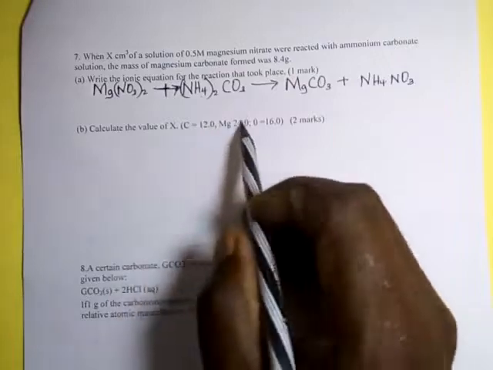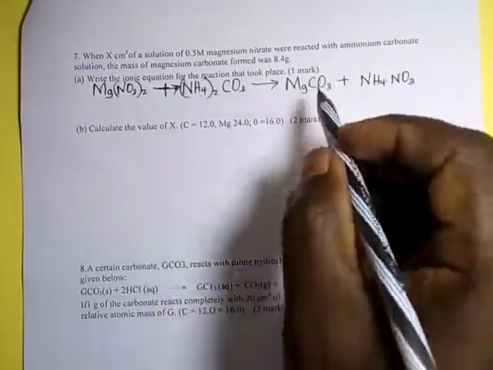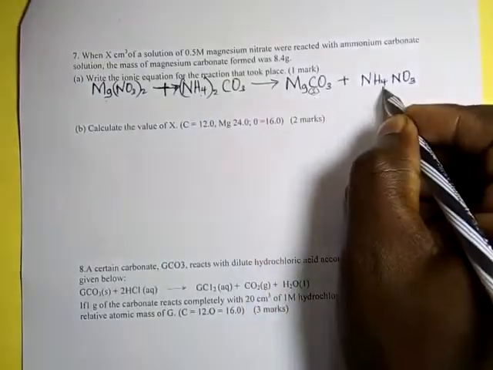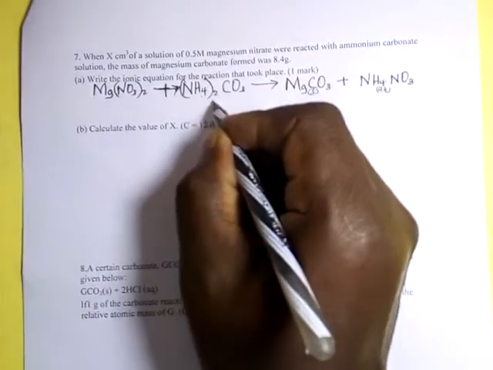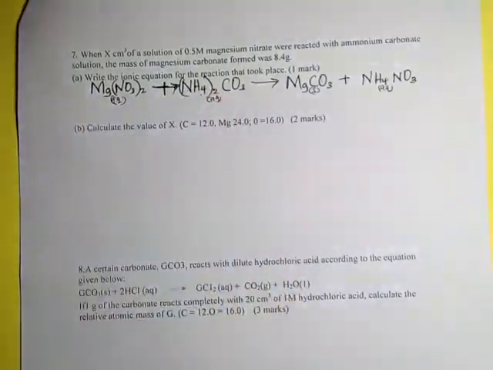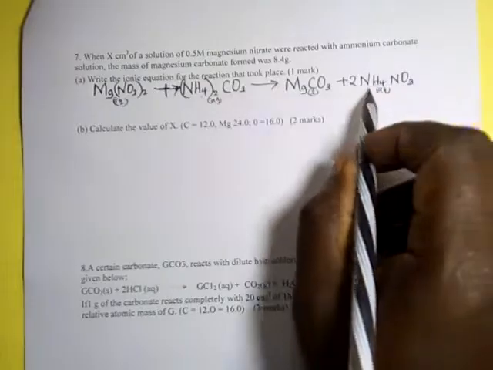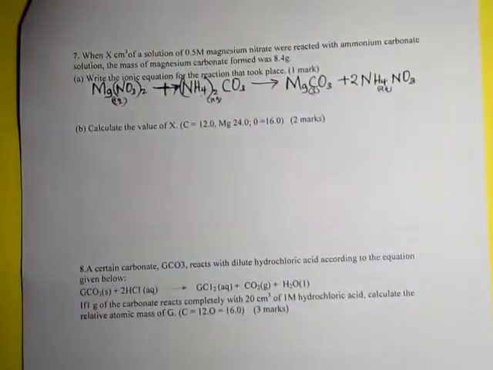This is a precipitating reaction. This is how we form insoluble salts. So magnesium carbonate is an insoluble salt, as a solid. This one is aqueous, and this one is aqueous. This one is aqueous. Let us balance the equation. We will put a 2 here so that we can balance the equation throughout.